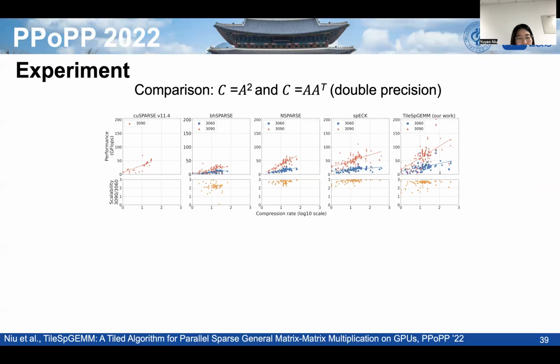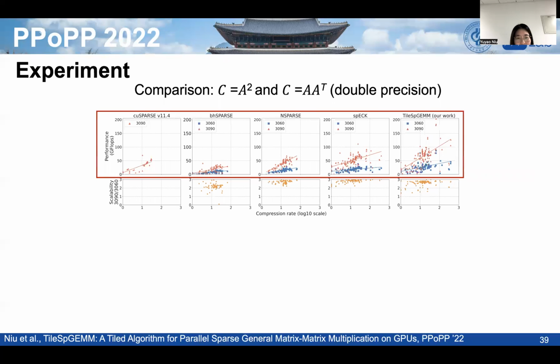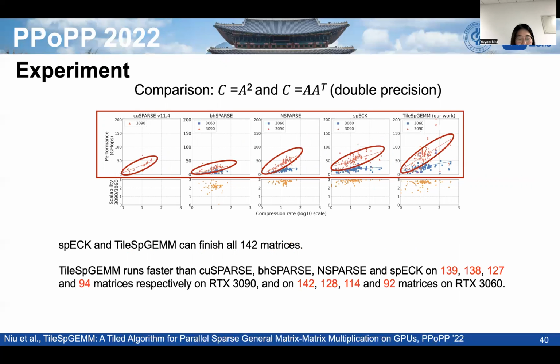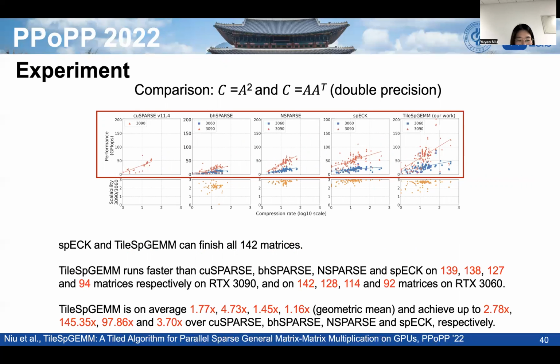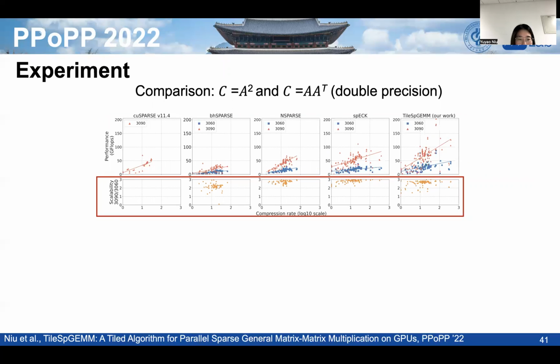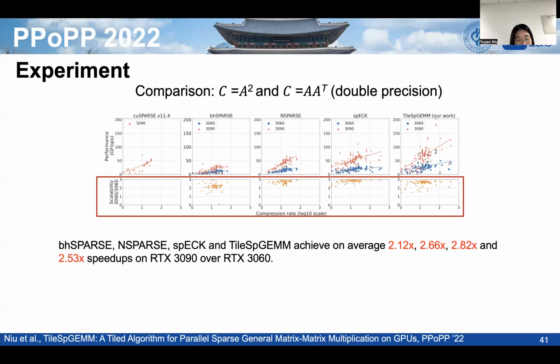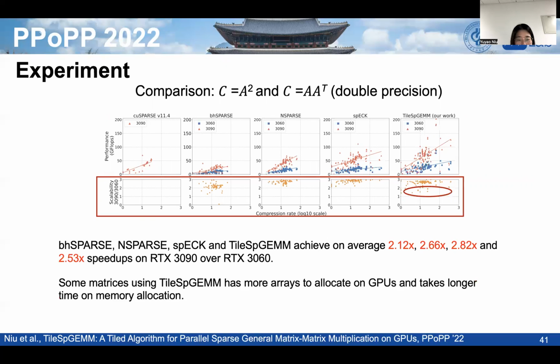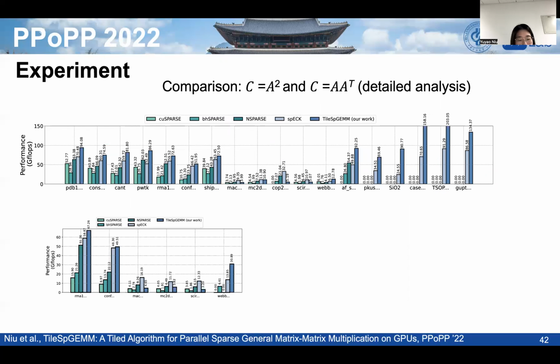And as we can see, TileSpGEMM and SPEC can complete all matrices, and our method performs much better than the other 5 methods. And the scalability of our method is also much better than PH-Sparse, but a little worse than NSparse and SPEC. And to conduct a detailed analysis, we plot the performance comparison of 18 representative matrices.